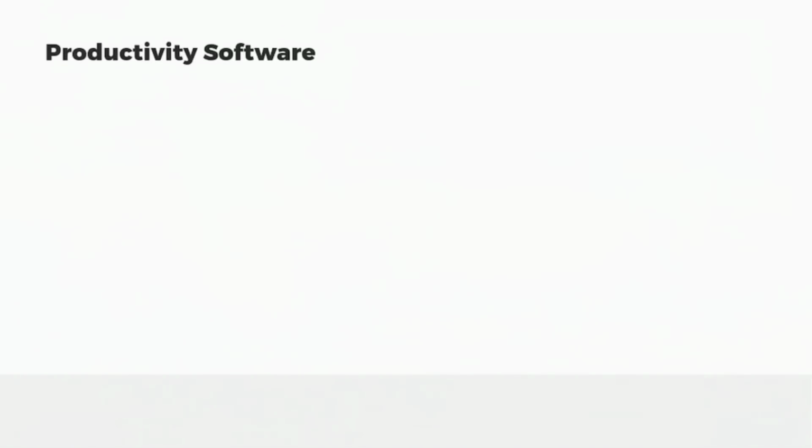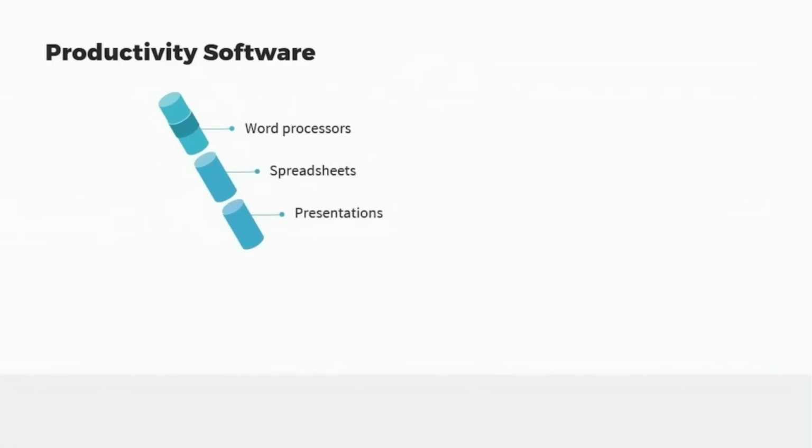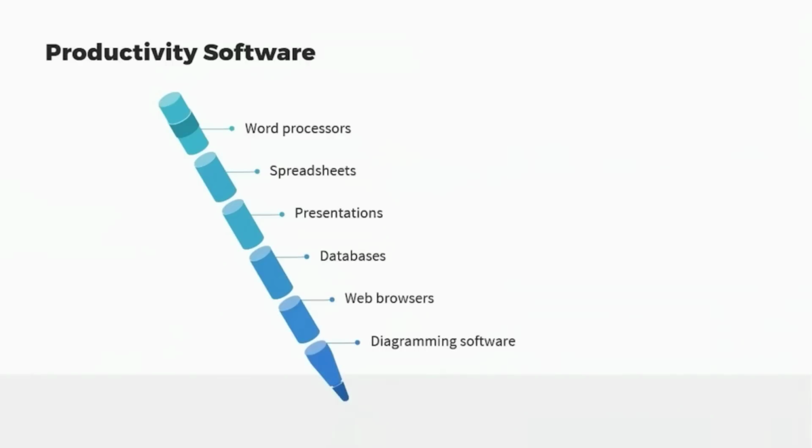Now, there are many types of productivity software applications available these days, and in fact, depending on your job or your needs, when it comes right down to it, just about any software could be regarded as productivity software, provided it allows you to create whatever it is you need. But common examples include word processors, spreadsheets, presentations, such as the one you're watching right now, databases, web browsers, and diagramming or graphics software.